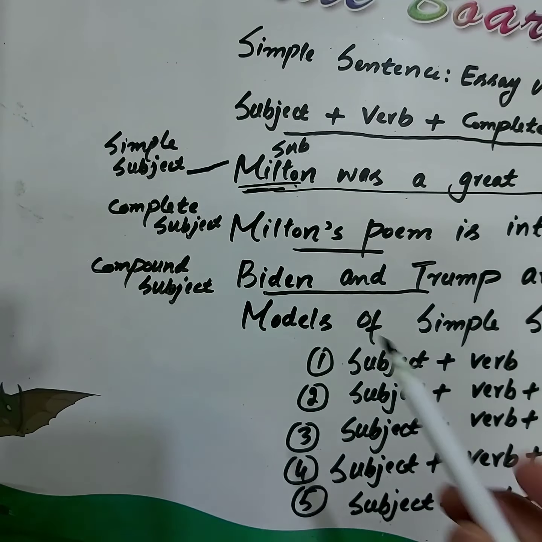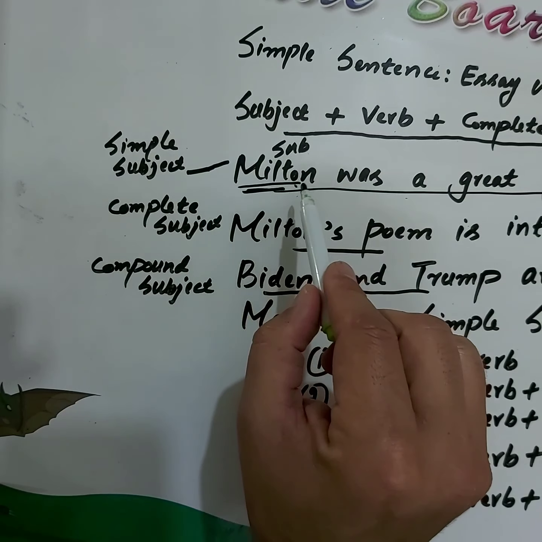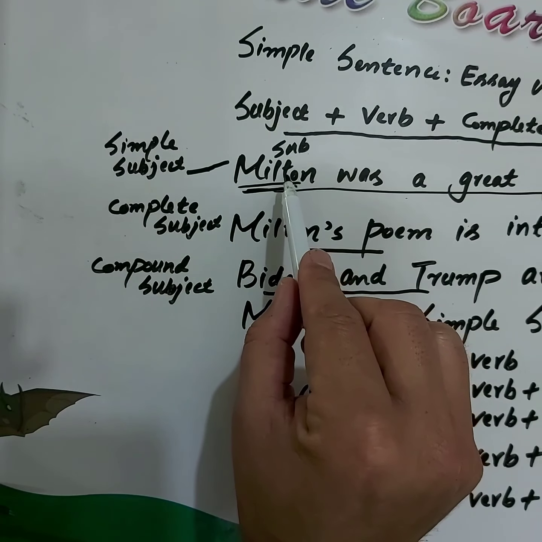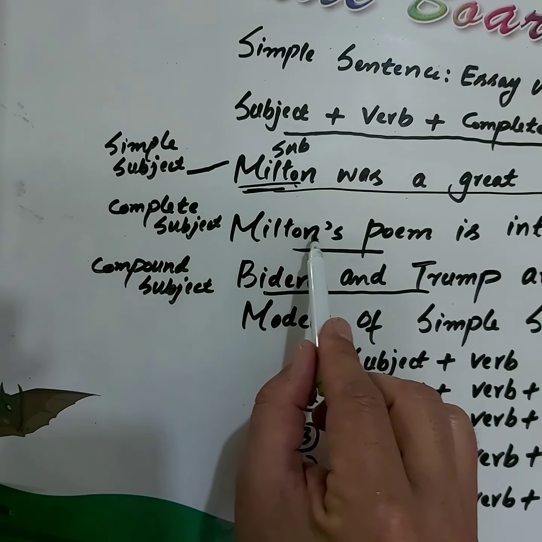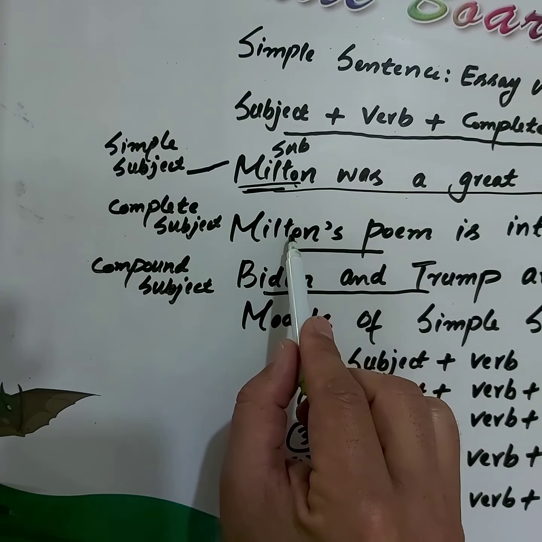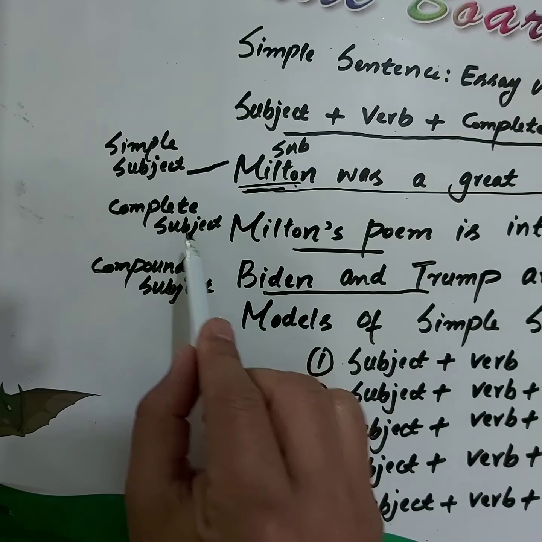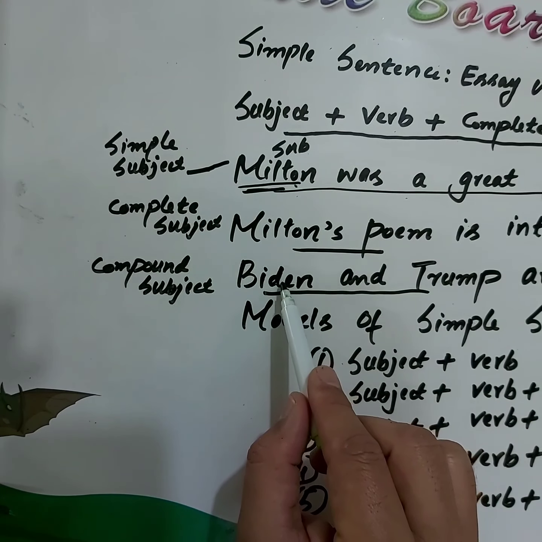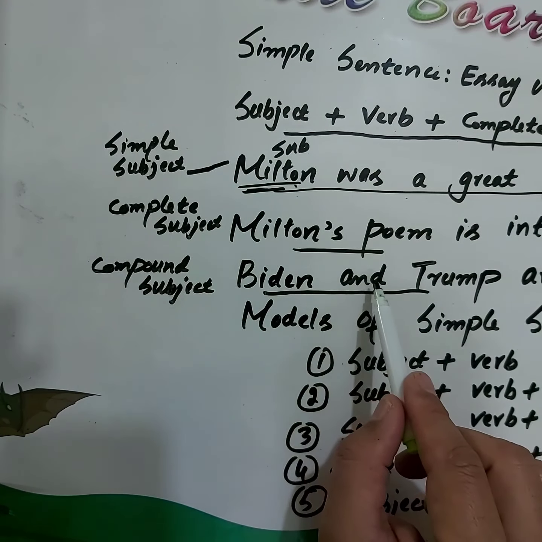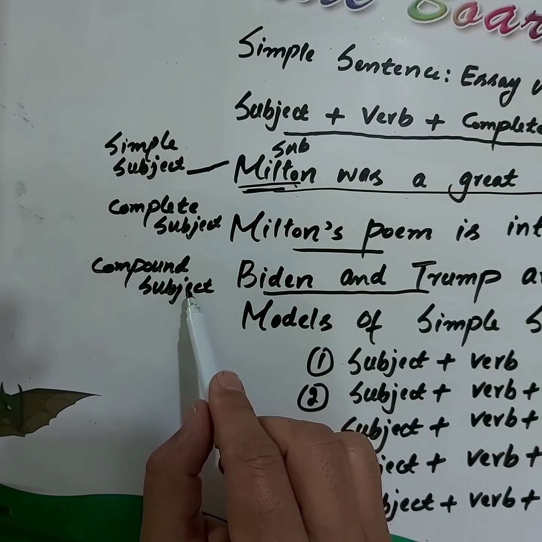Students, here we will talk about three different types of a subject. Milton, a single subject is called simple subject. Milton's poem, a single subject plus a modifier is called complete subject. Biden and Trump, a single subject plus a single subject are called compound subject.